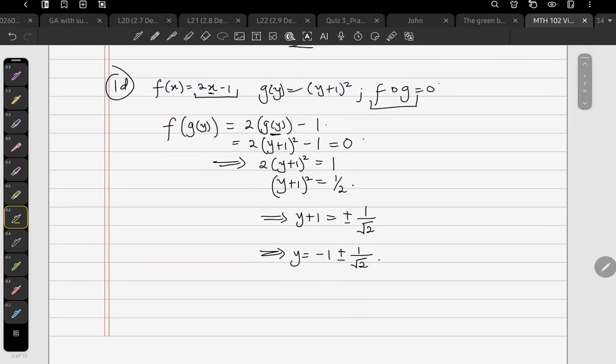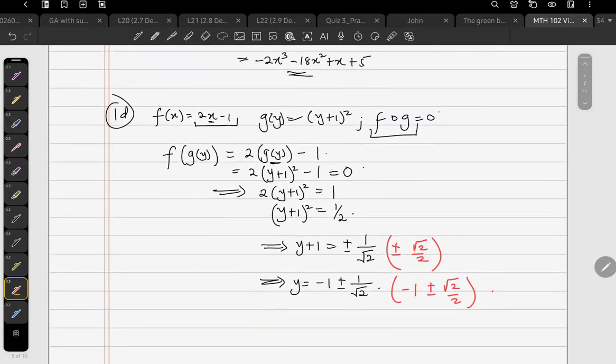And y equals to minus 1 plus or minus square root of 1 over 2. So if we had actually rationalized here, we get plus or minus root 2 over 2. And our answer here will be minus 1 plus or minus root 2 over 2. It doesn't matter. That is correct.